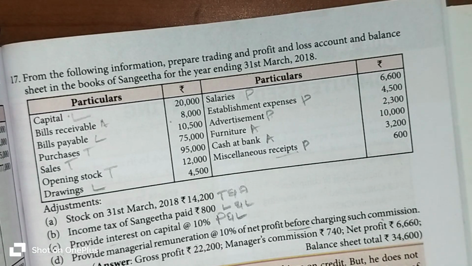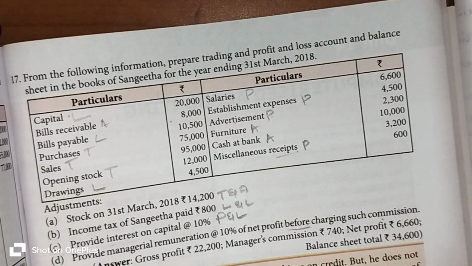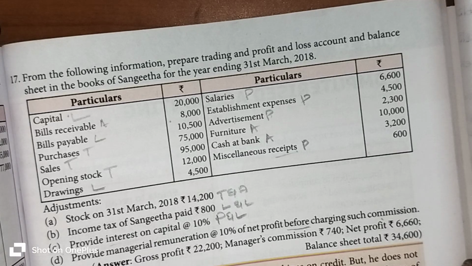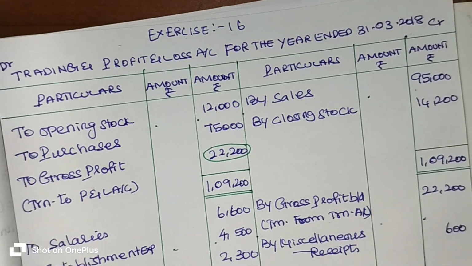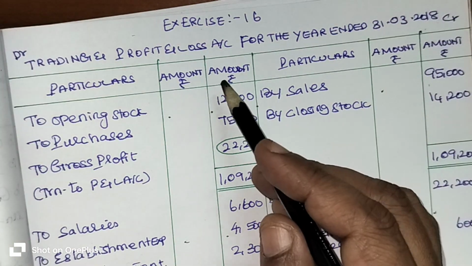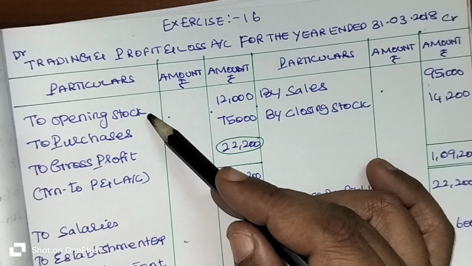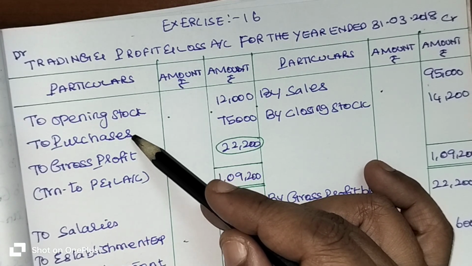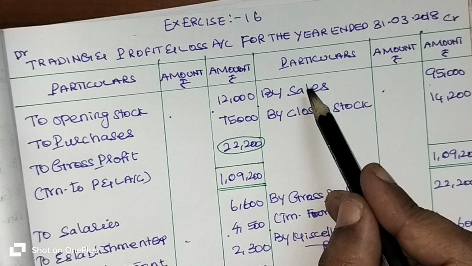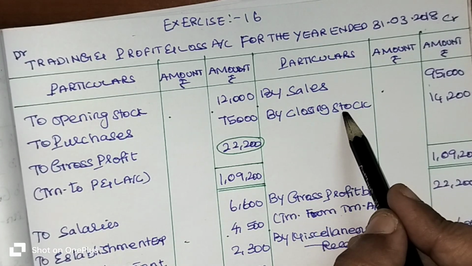Okay, so let's see what we have to do. We are going to prepare the final accounts, that means trading and profit and loss account and the balance sheet. As per the format, we are going to start with the trading account. On debit side always start with the opening stock. After opening stock, we enter purchases, and on credit side as usual we enter the sales and the closing stock.